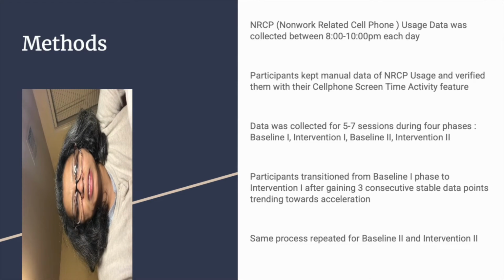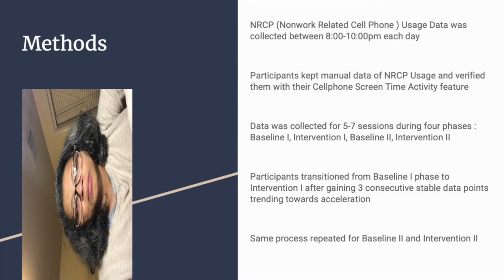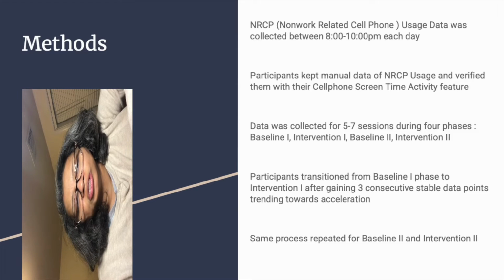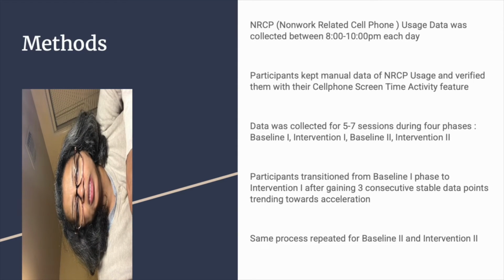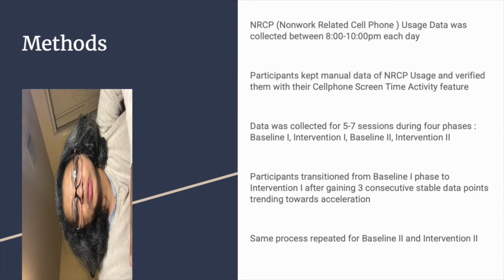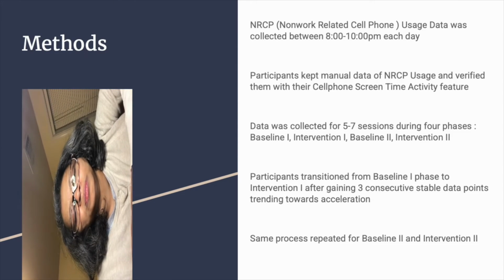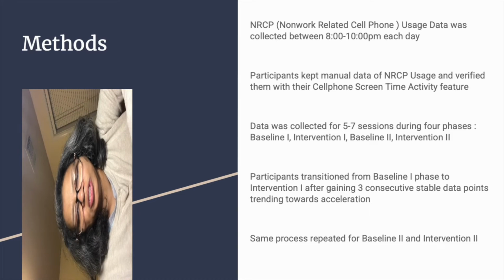Secondly, data was collected for each phase. 5 to 7 data points were collected, and the transition from baseline phase to the intervention phase was done after each participant gained 3 consecutive data points which were stable and trending towards acceleration. The same process that was done for baseline 1 and intervention 1 was also repeated for baseline 2 and intervention 2.